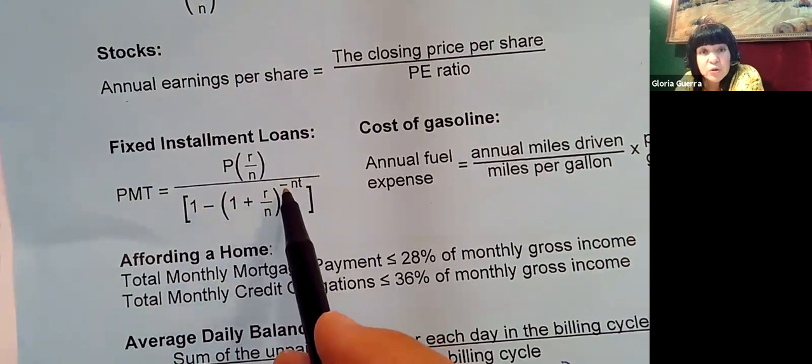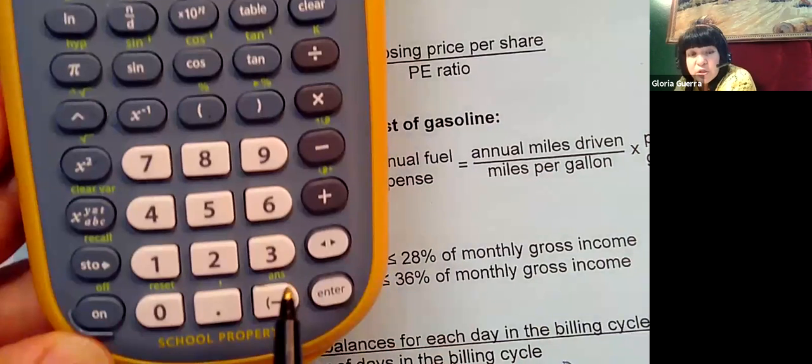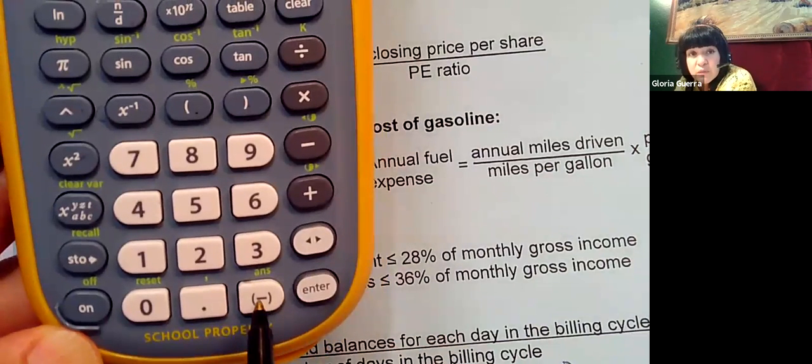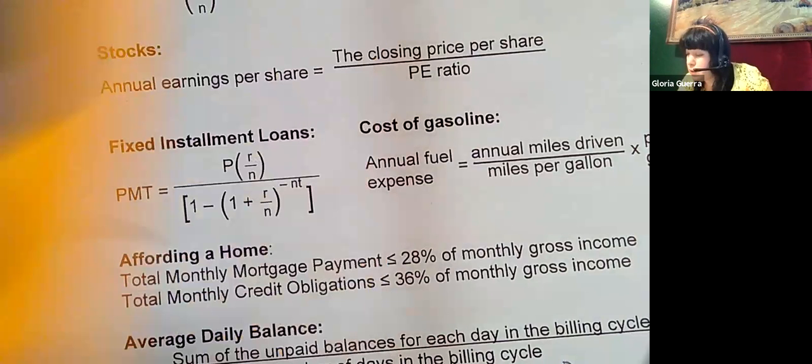And then make sure when you put this negative, you're not going to use the negative sign. Don't use the negative sign. You want the sign changer key, not this negative. Okay. All right.